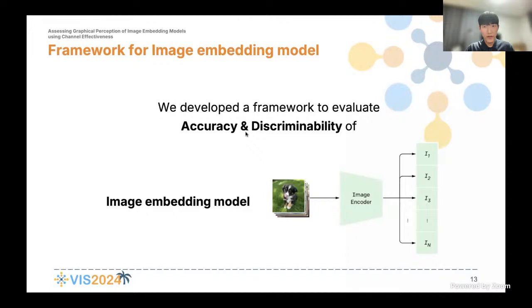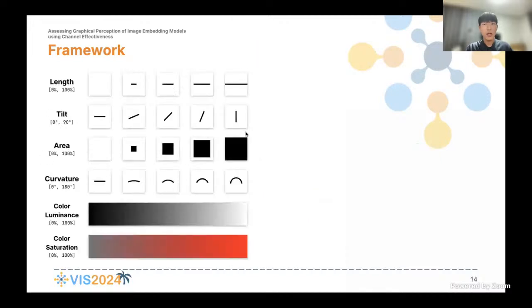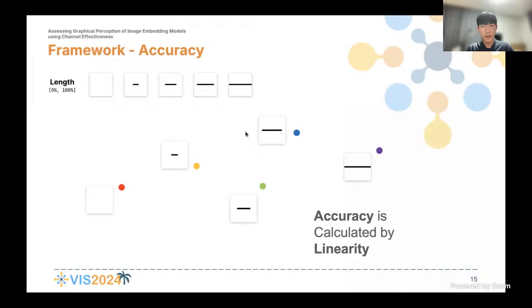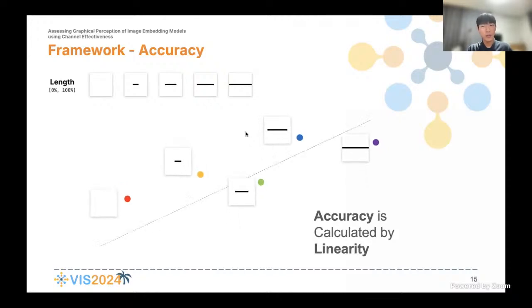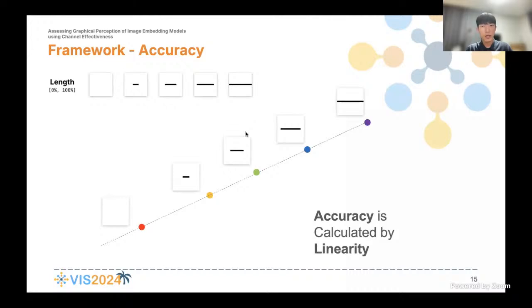In this study, we developed a framework that evaluates the accuracy and discriminability of image embedding models. Our framework uses 6 specific channels: length, tilt, area, curvature, color luminance, and color saturation, which can be easily applied to line segments. By gradually increasing the intensity of each channel, we can measure how the model's perception changes. To calculate the accuracy of an image embedding model, we measure how the distribution of embedding points changes as we increase the intensity of each channel. Ideally, if the model is perceiving a channel accurately, the embedding points should form a linear progression, as shown in this example.